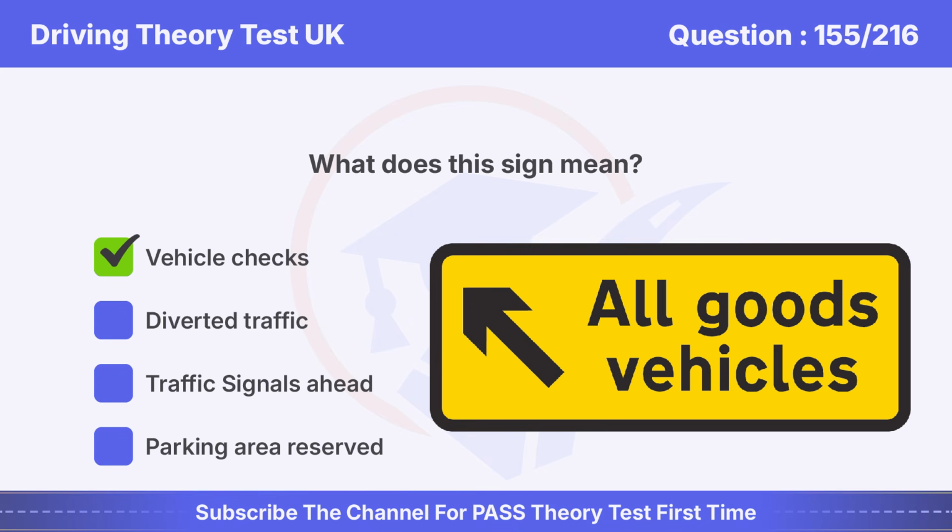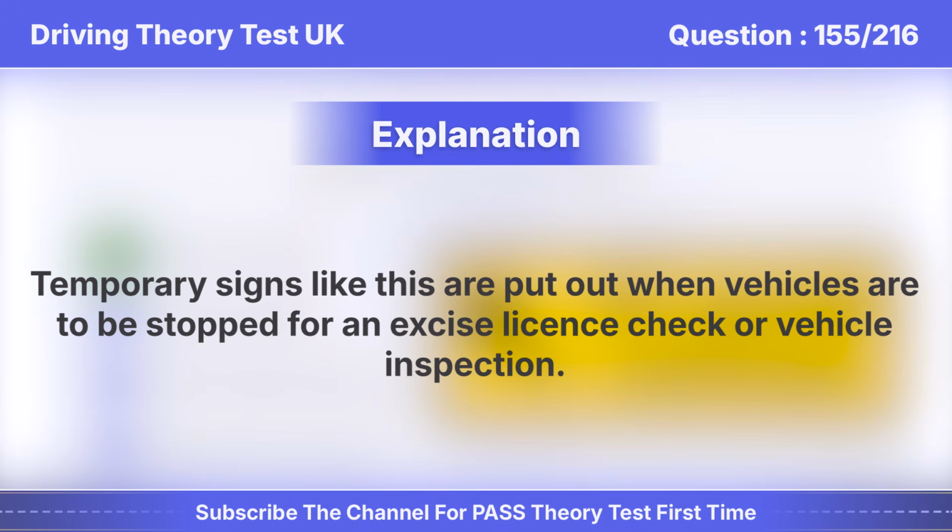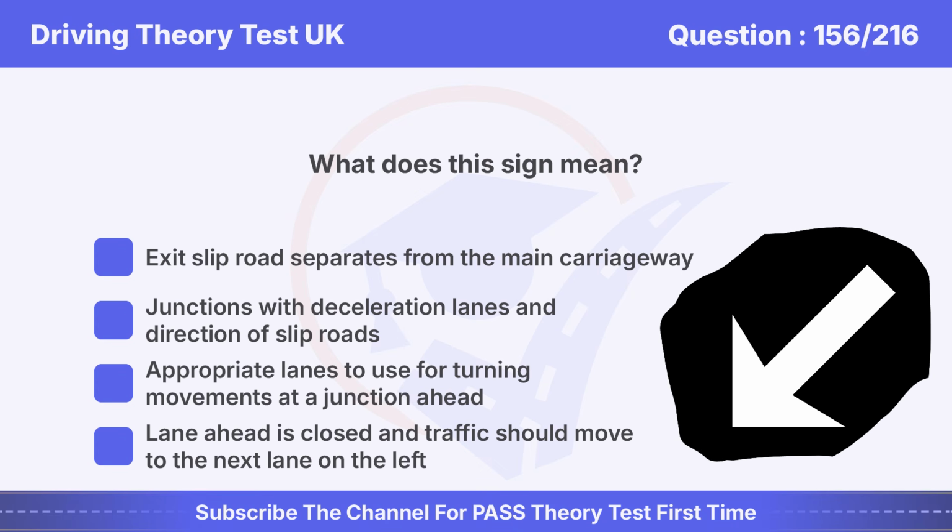Answer is A. Vehicle checks. Temporary signs like this are put out when vehicles are to be stopped for an excise license check or vehicle inspection. Question 156. What does this sign mean?